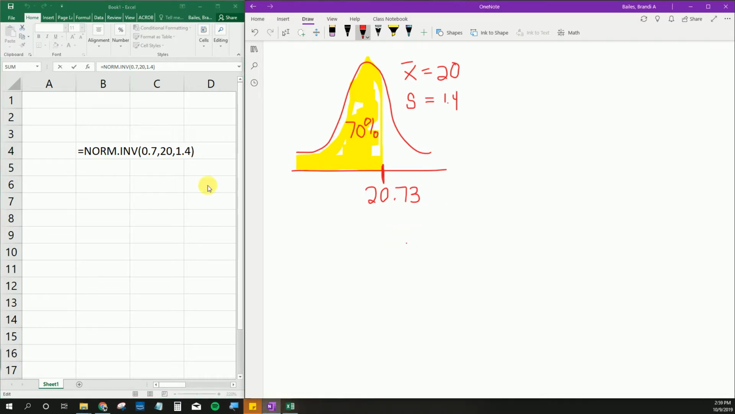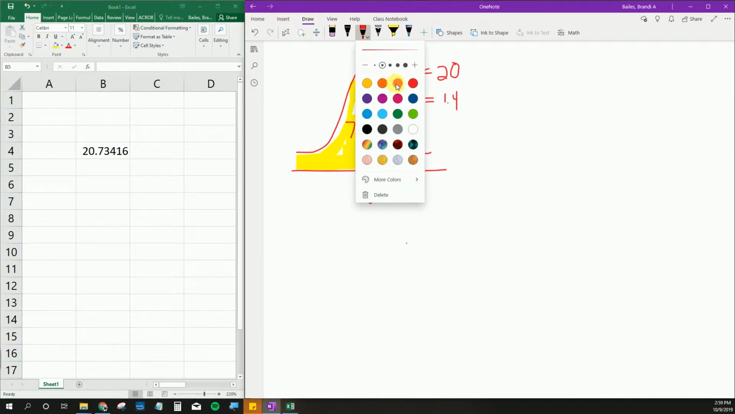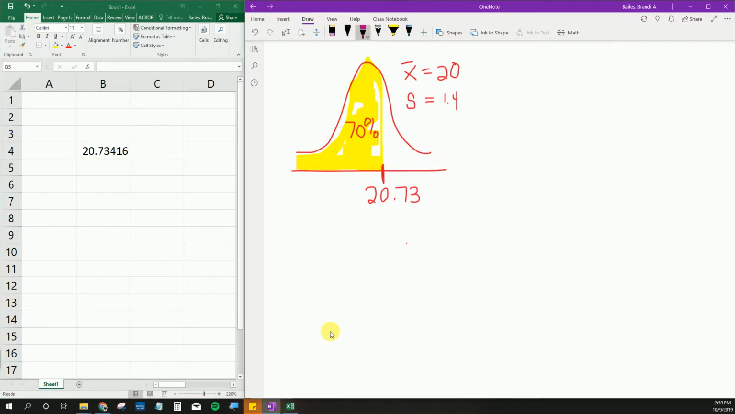So that means that we have to think outside the box when we're looking for areas to the right or in between. And we'll deal with those in a minute, but I did want to look at the other method for these problems. So this first one is the method where I was given an area and I found a number.